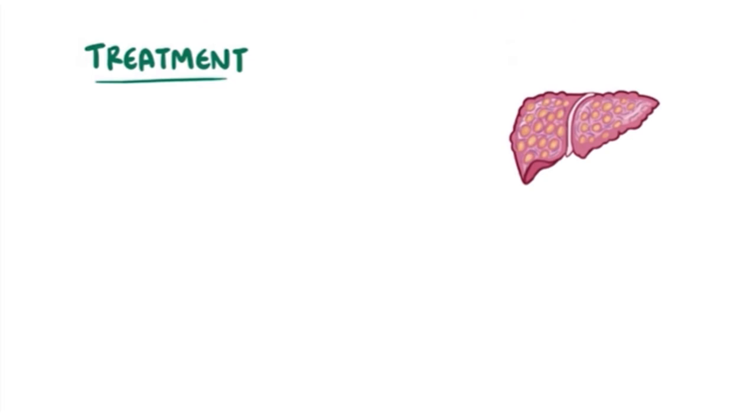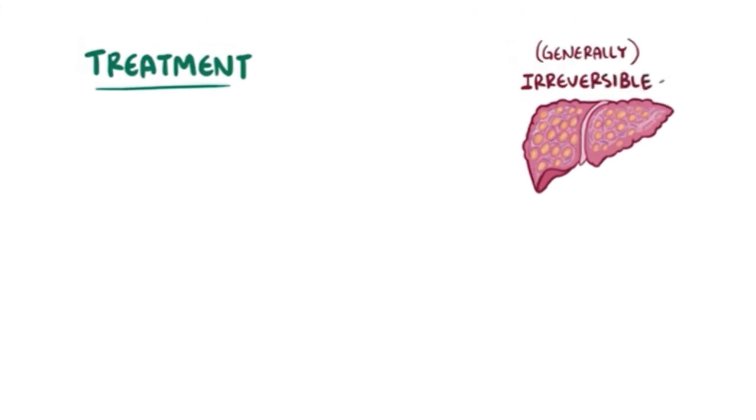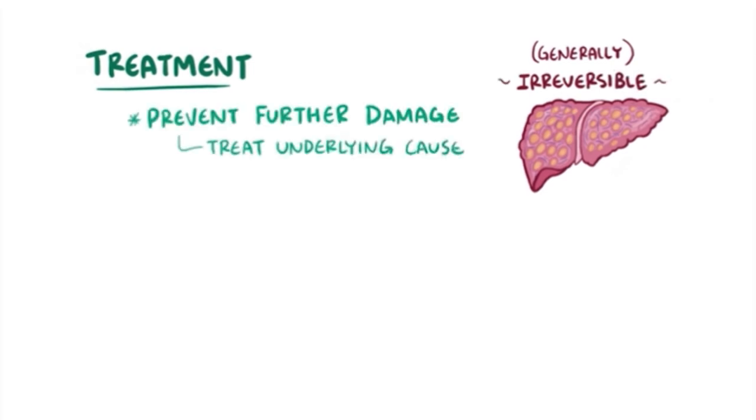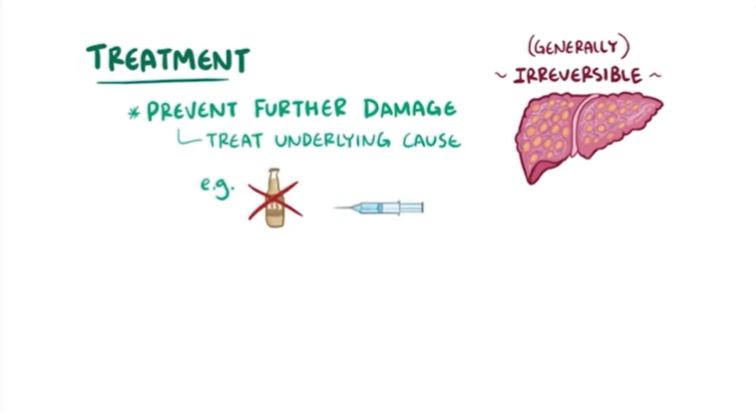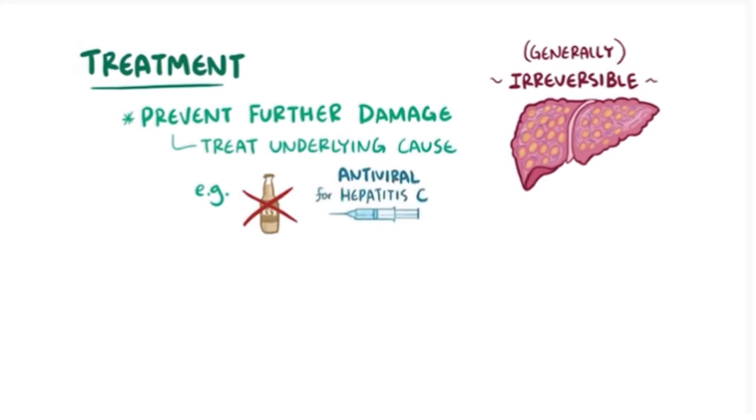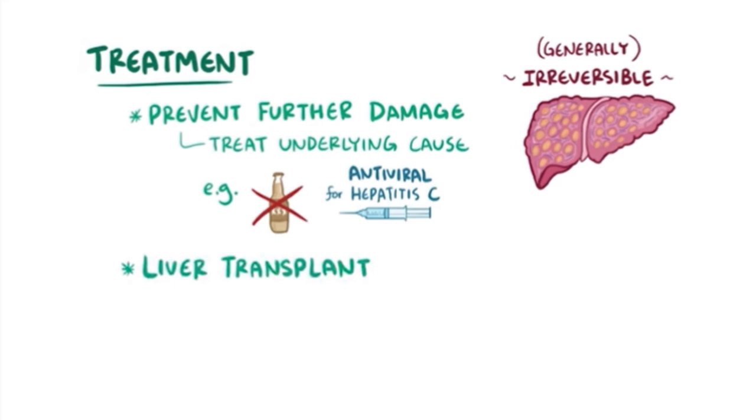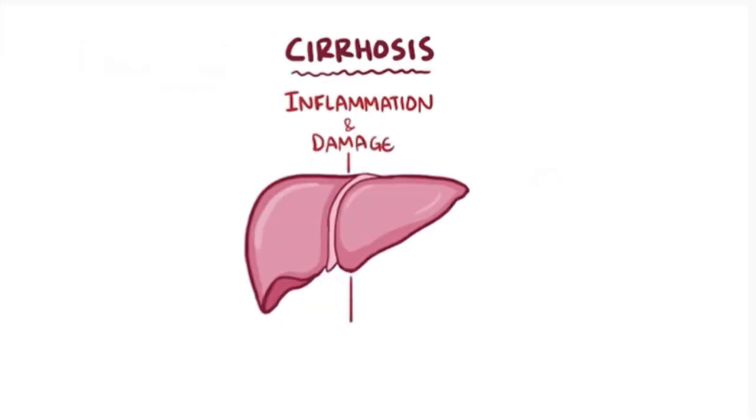So the treatment of cirrhosis, which is generally irreversible, is, number one, to prevent further damage and treat the underlying cause. If there is alcohol, stop it. If it is Hep C or Hep B, treat it. Then there is liver transplantation, which is the gold standard for the treatment of liver cirrhosis.